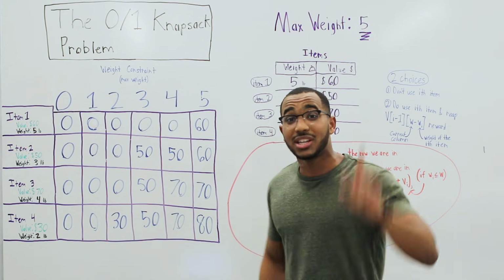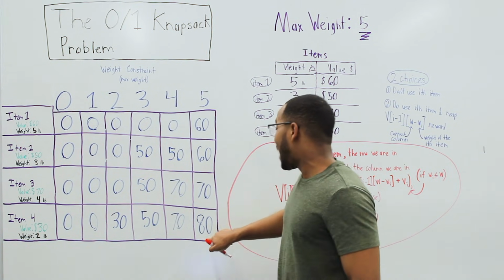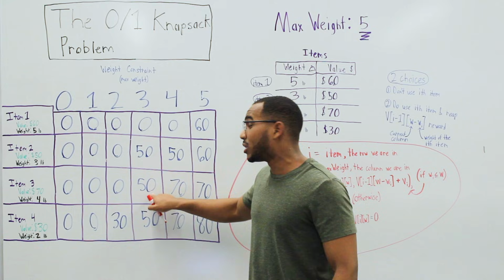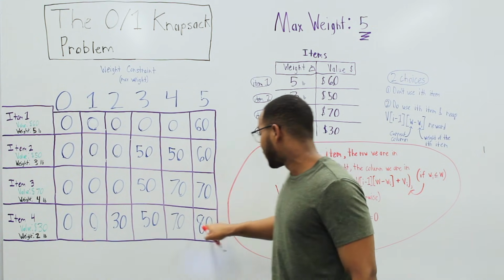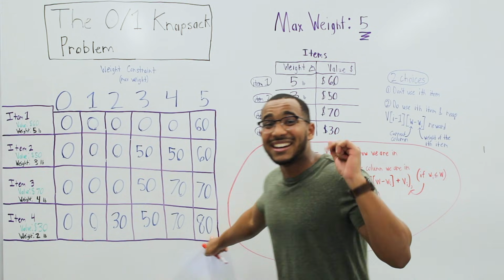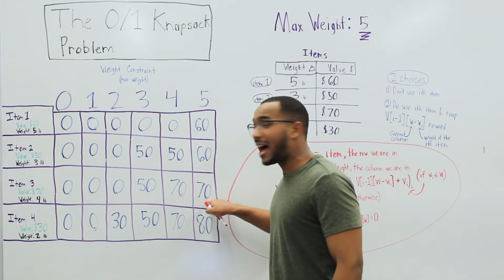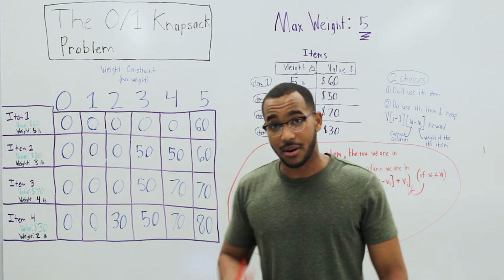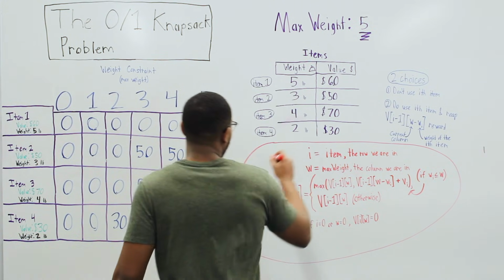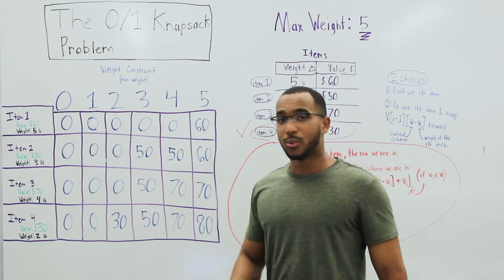If we had chosen item 4, then that means it's going to be this cell's value, 2 over and 1 up, plus 30, which is this, right? If we had not chosen it, it would be this value. And this value is not this value. That means we did choose item 4. So yes, we chose item 4. So item 4 was chosen.